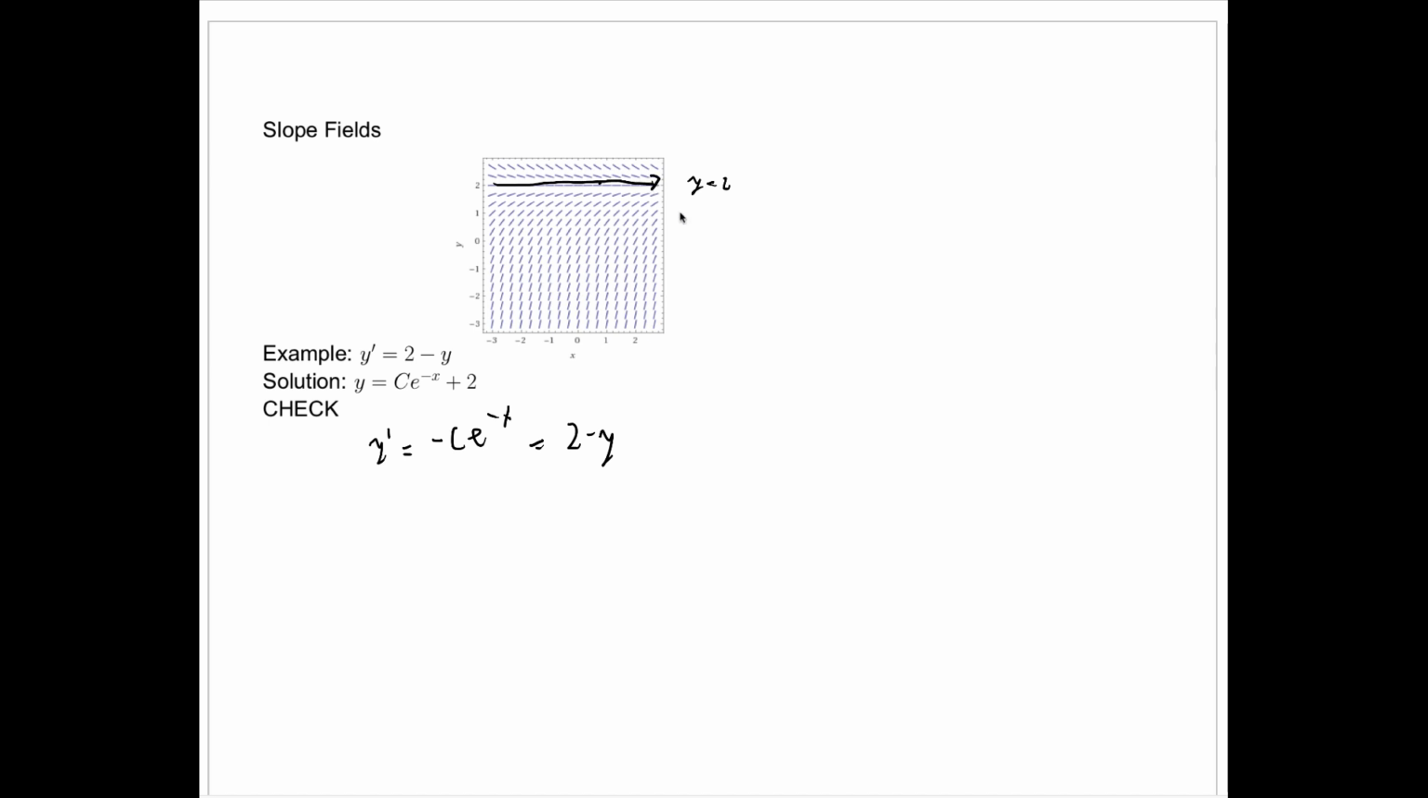What happens if you start at the point 0, 0? What should c be? Well, then it's easy to tell that c has to be negative 2. So y equals minus 2 e to the minus x plus 2. And when you graph that, it really does look exactly like it's supposed to.